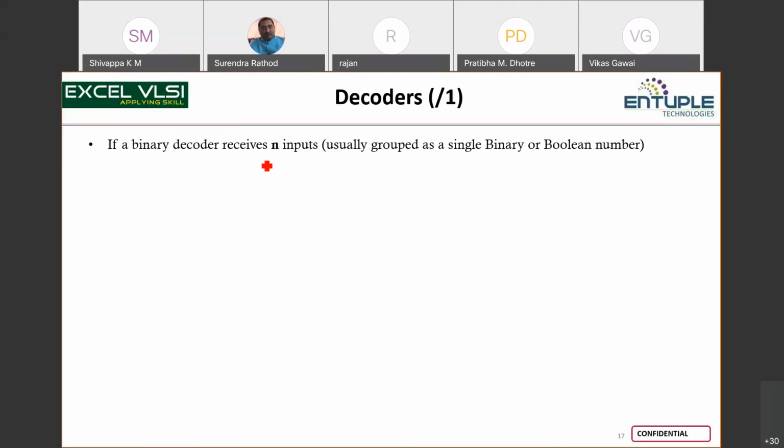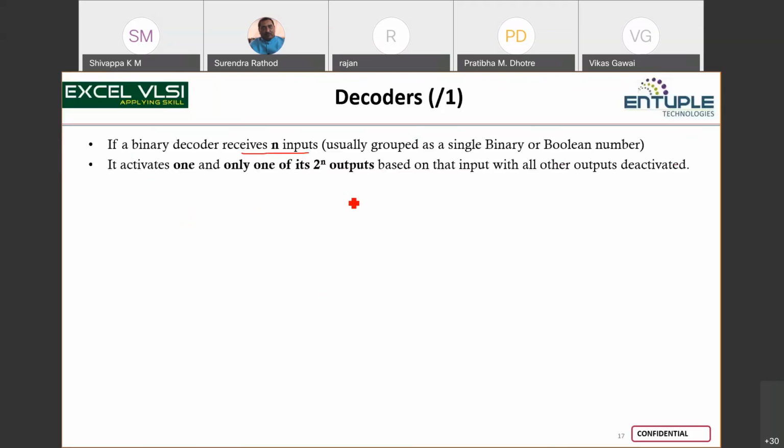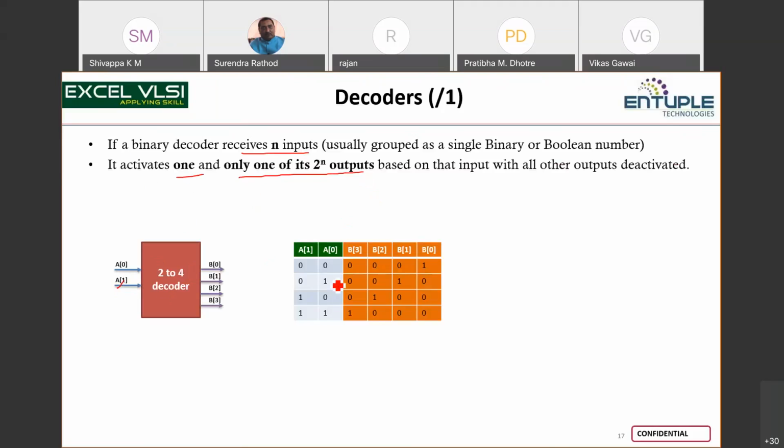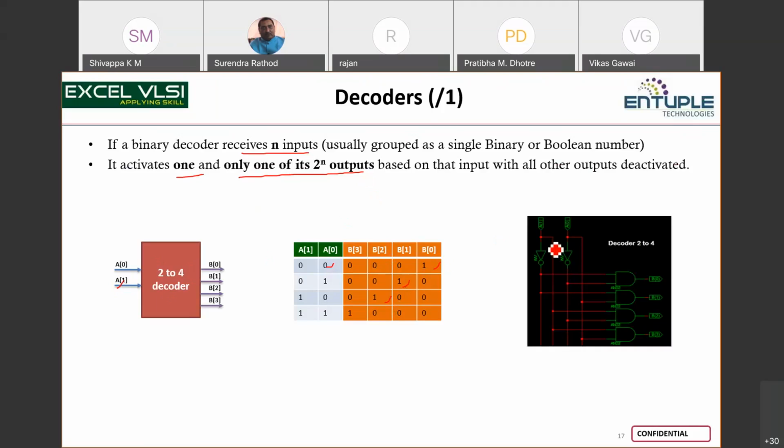Now the next part is the decoder. What is a decoder? It is just the reverse functionality of an encoder. Basically it receives n inputs and activates one and only one of 2 to the power of n outputs. So basically you have these two inputs. This is a 2 to 4 decoder. And when the input is 00, one specific line should be enabled.